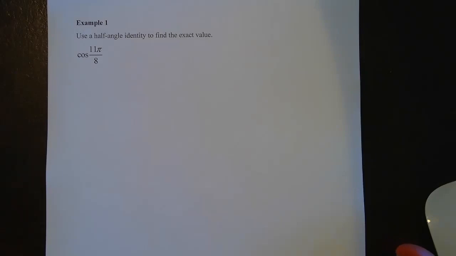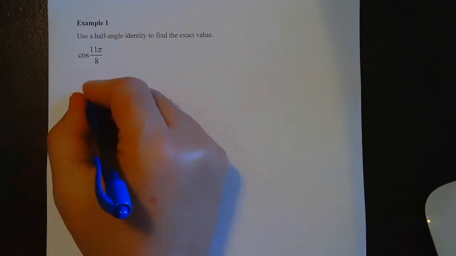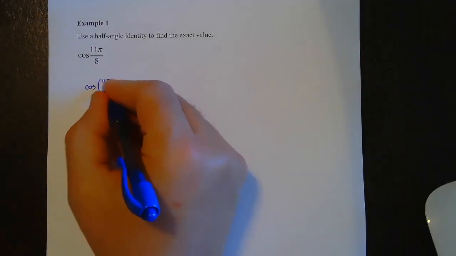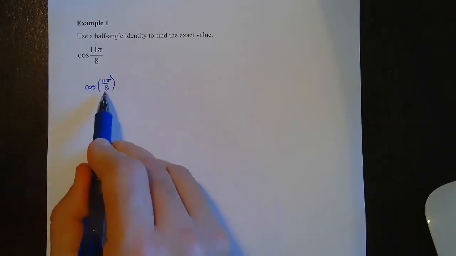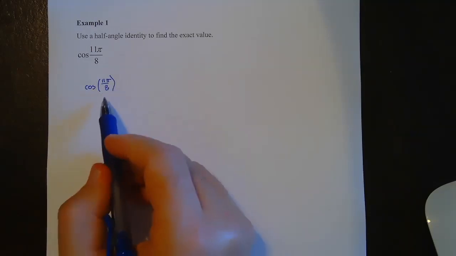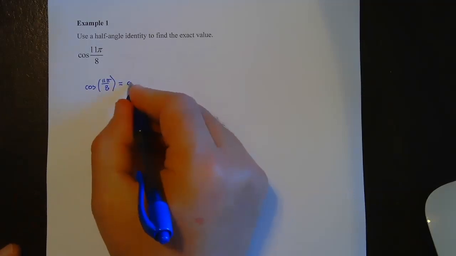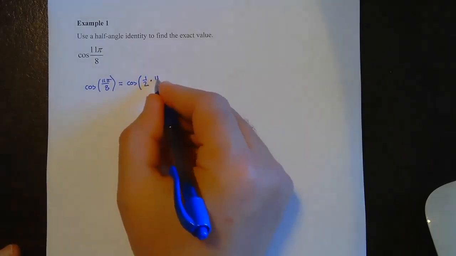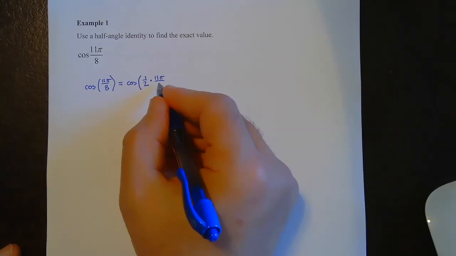Okay, for this first example, use a half angle identity to find the exact value of cosine of 11 pi over 8. So I'm going to write cosine of 11 pi over 8. But remember, to find the exact value, we need a denominator of 2, 3, 4, or 6. This is 8. Well, we can, because we could rewrite this as cosine of 1/2 times 11 pi over 4.